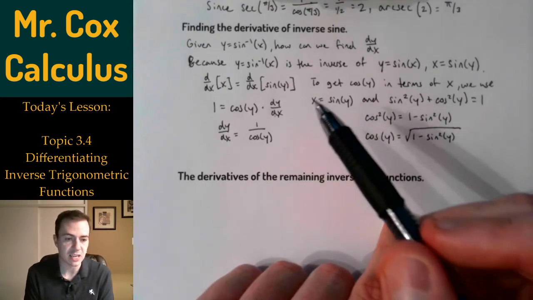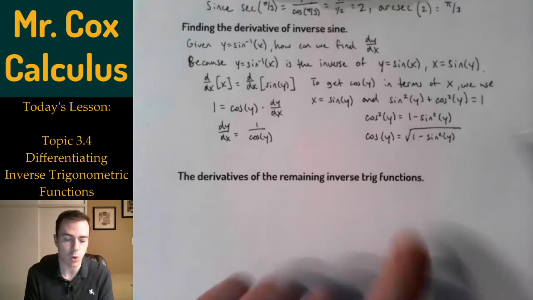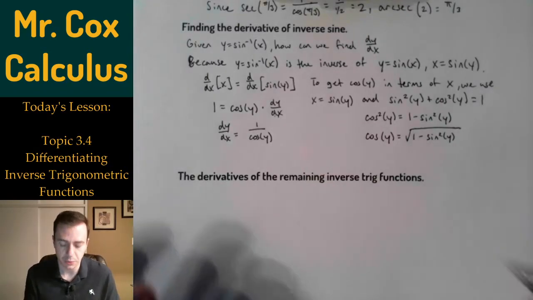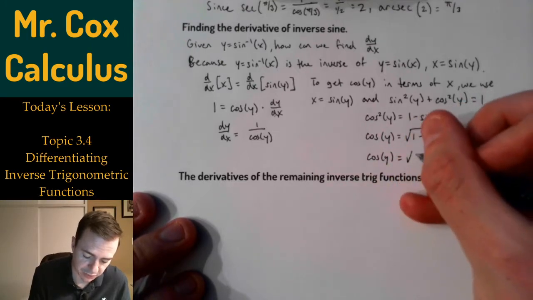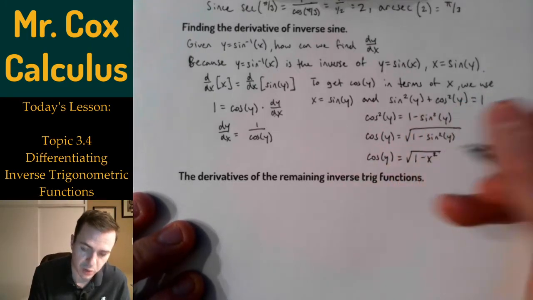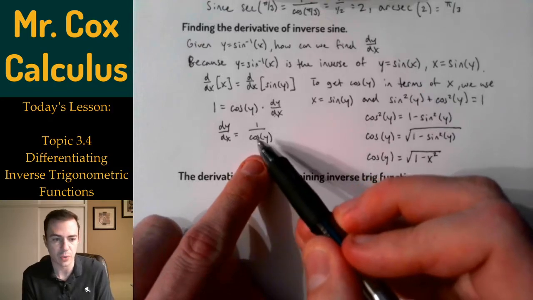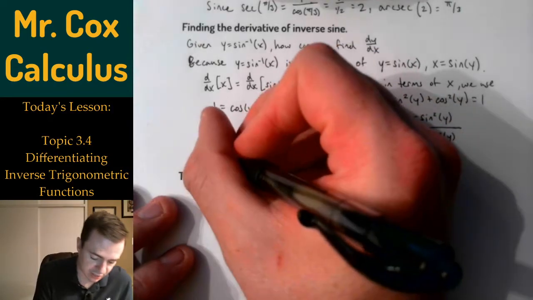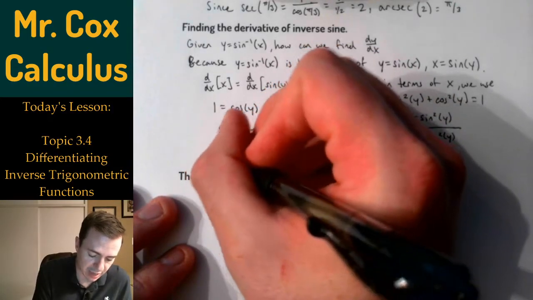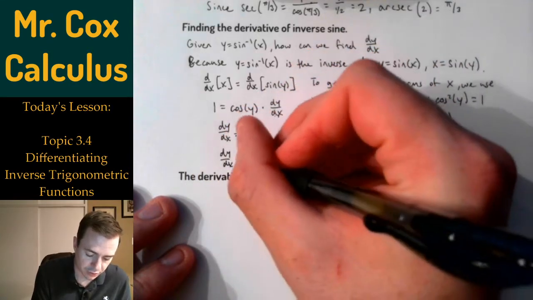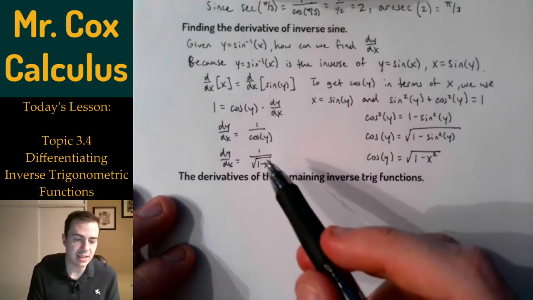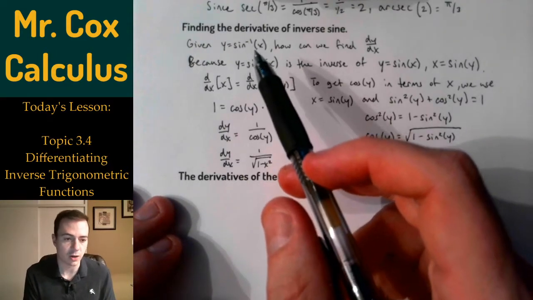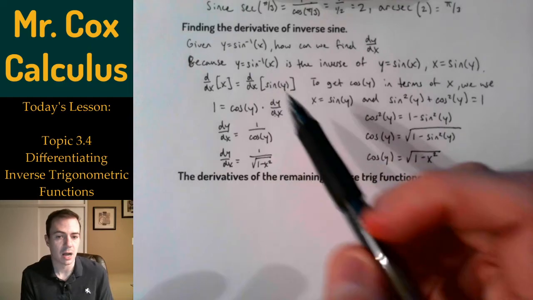Sine of y is equal to x. That means that the sine of y quantity squared is equal to x squared. So I know that the cosine of y in terms of x is equal to the square root of 1 minus x squared. And that's what I actually want to substitute in here. So I can say the derivative of y with respect to x is 1 over the square root of 1 minus x squared. And that is the derivative of the arc sine, or the inverse sine, of x.